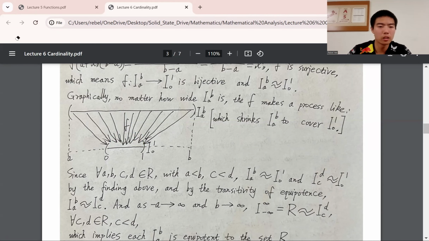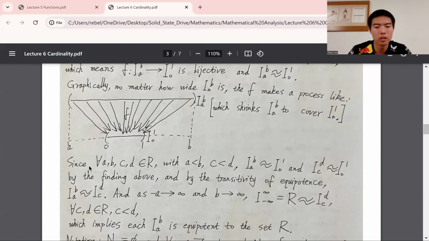Okay, and the conclusion we can make here is that for all a, b, c, d in R with a smaller than b, c smaller than d, if the open interval going from a to b has the same cardinality as the interval going from 0 to 1, then (c, d) also has the same cardinality as the interval going from 0 to 1. This is because c, d, a, b are all general numbers, which is proved by the previous case. And then this statement is also true.